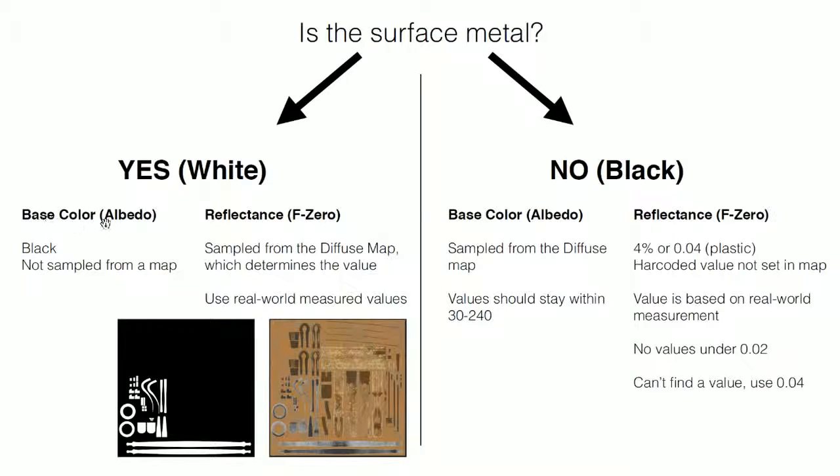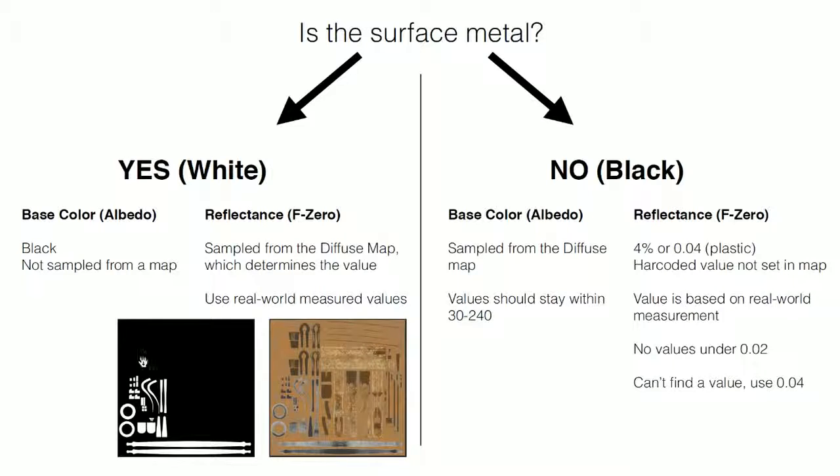Now, that base color, so we basically are putting this in the diffuse map. The base color of that metal is always black. It's not sampled from the map. It's just there, you don't have to worry about it. So there is no real base color to the metal. There's only the reflectance, and we're talking about this F0, which is sampled from the diffuse map, and that determines the value.